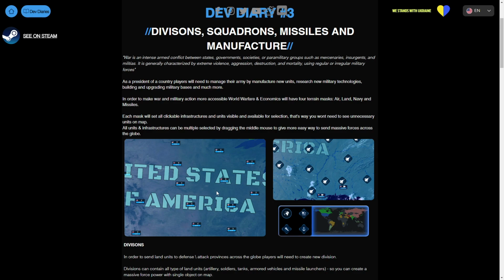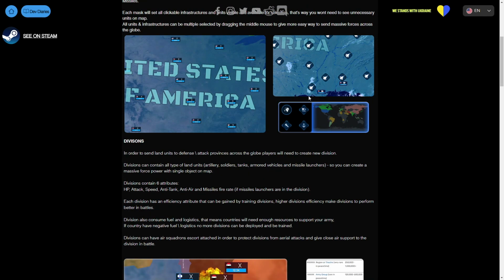We can actually see right here that the United States has all of these command structures. We have all these Air Force bases. And I believe we can actually see our allies, our enemies, etc. right here. So I don't know. Well, actually, I think that's just the map view in the bottom right.